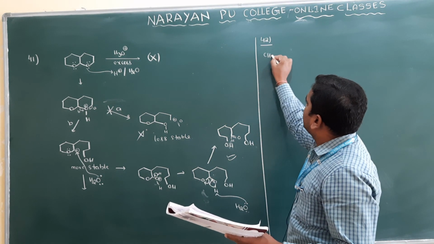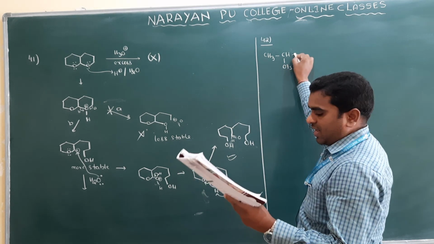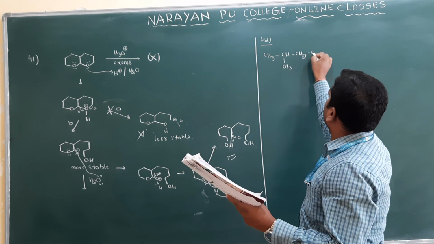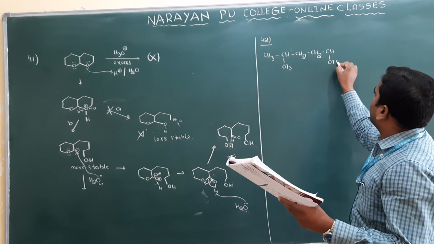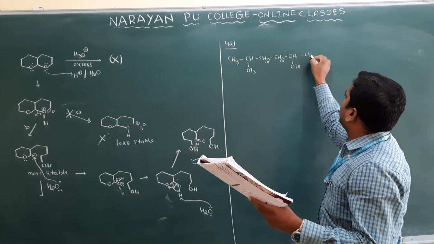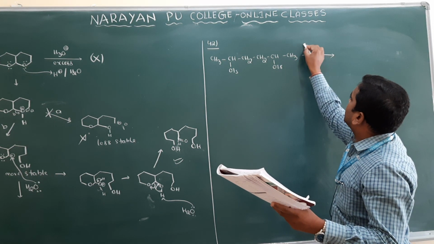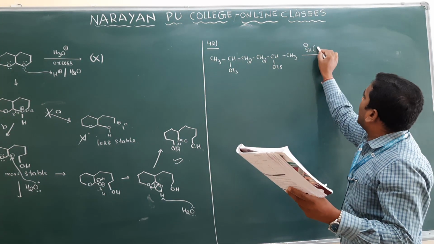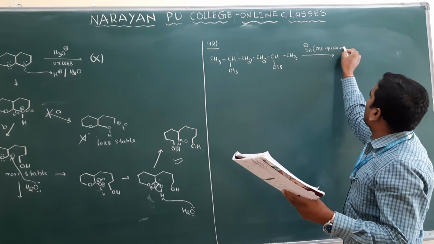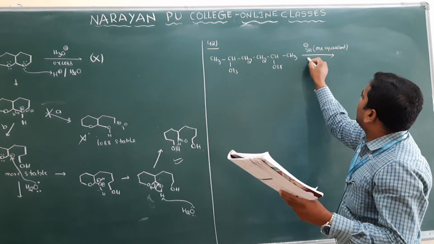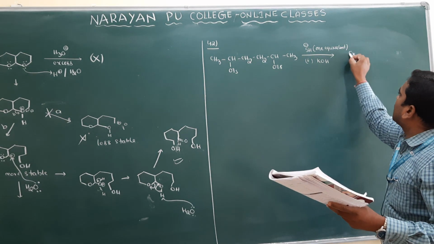The question is CH3 CHOTs, and another one CH2 CH2 CHOTs. Again they have given OTs 2 times, and here CH3, and they mentioned SH minus. Clear? It is one equivalent. They have given only 1 mole, or 1 equivalent, and after that it is treated with KOH. You will get the product X.